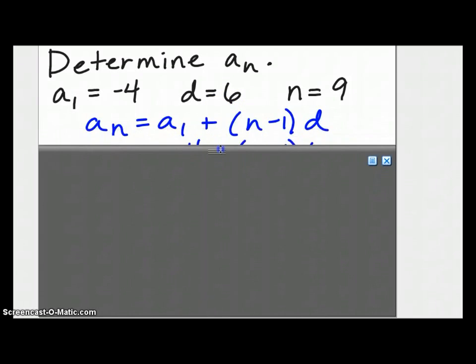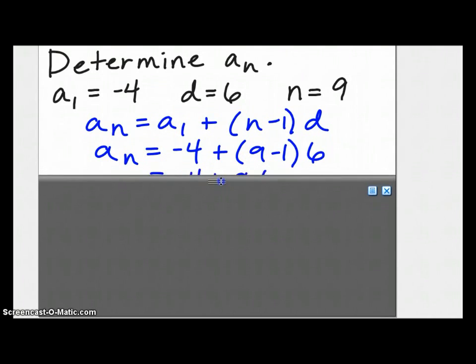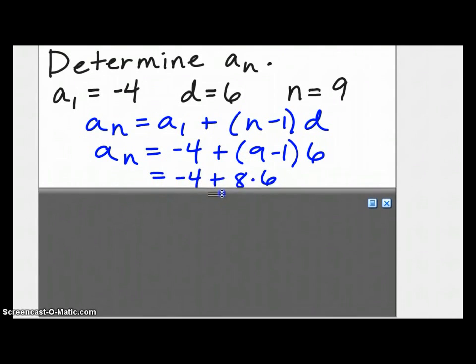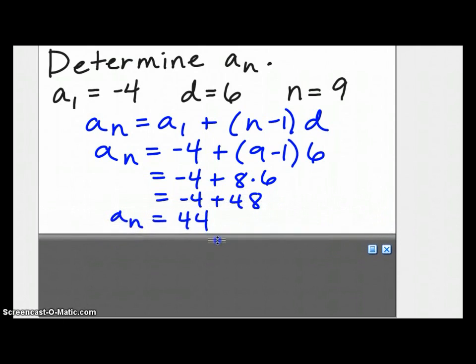So we can use our same equation, fill it out, our first term, -4. We're looking for this 9th term, so we're going to do n, which is 9. 9 minus 1 times our difference, which is 6. So we just need to simplify. So 9 minus 1 being 8 times 6, which will give us 48. So -4 plus 48. So our nth term, our 9th term, is going to be 44.